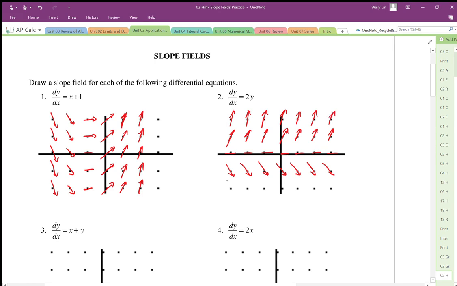The same thing happens here. At y is negative 2, I just get even steeper. So it looks like it's kind of bending away from the middle.